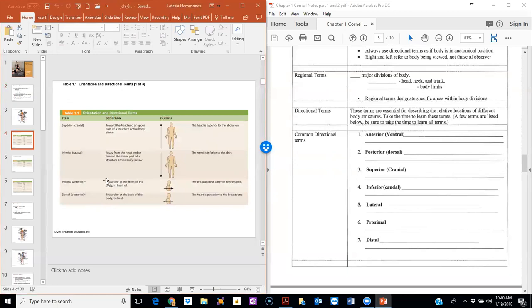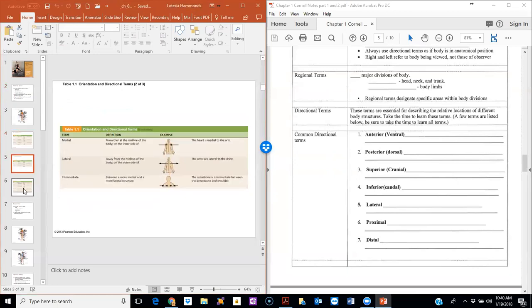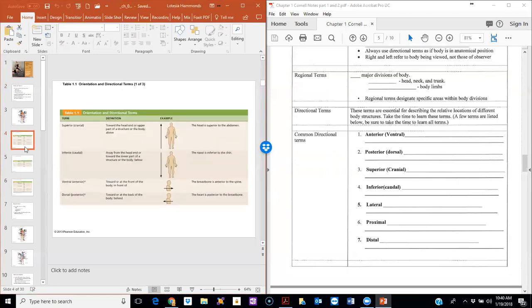So again, I went through that quickly. The next 3 slides actually go through each one of the orientation and directional terms. It provides you with the definition, gives you an example of the direction, and then it provides an example.